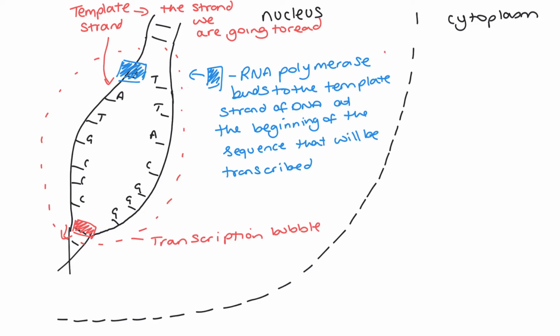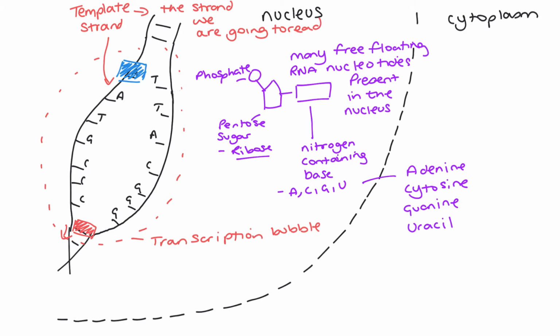And let's just have a think about what an RNA nucleotide is. Okay, so an RNA nucleotide is a nucleotide very similar to DNA. So it's got the phosphate, it's got the pentose sugar, but instead of having deoxyribose as its pentose sugar, it's got ribose. And the bases are different. So we know that DNA has adenine, cytosine, guanine, and thymine, but in RNA, instead of thymine, there's uracil. So we've got these differences. We've got many millions of these RNA nucleotides floating about within the nucleus.